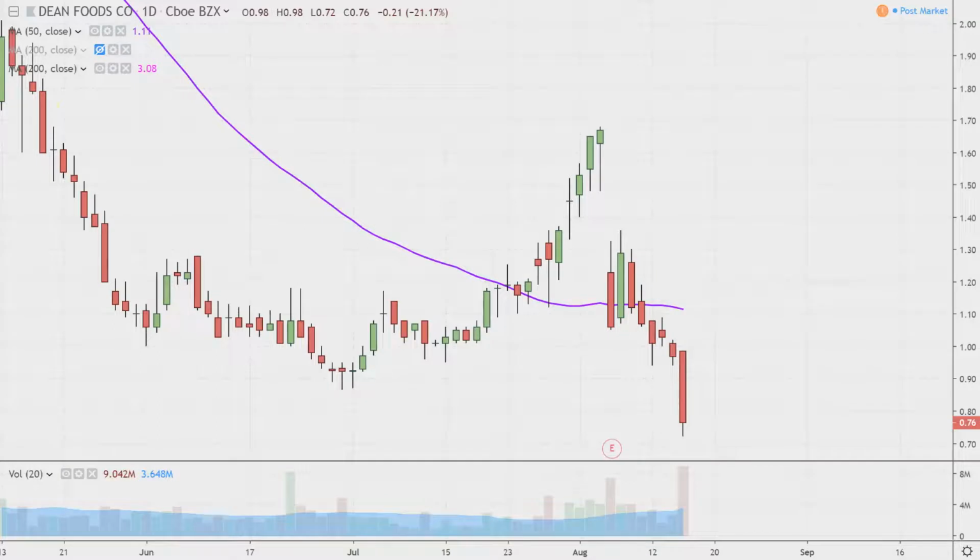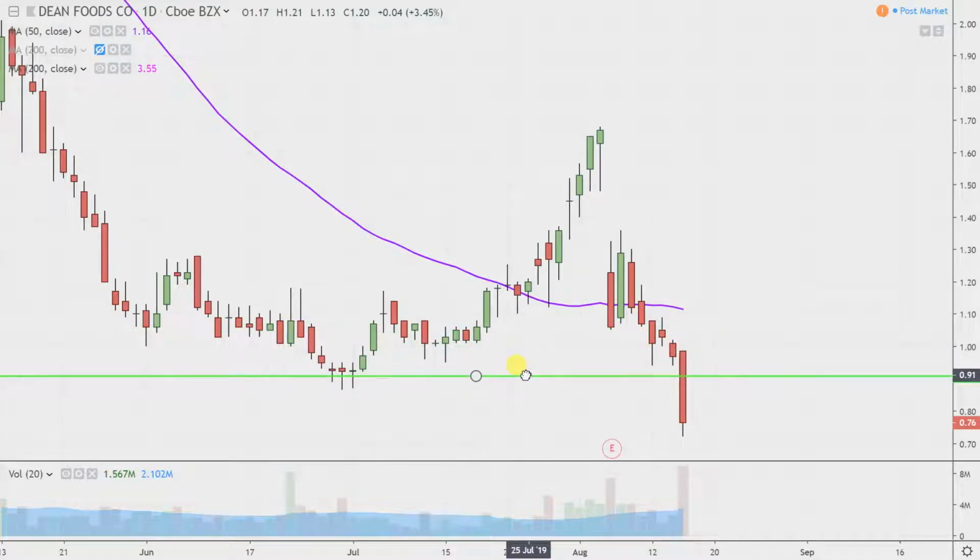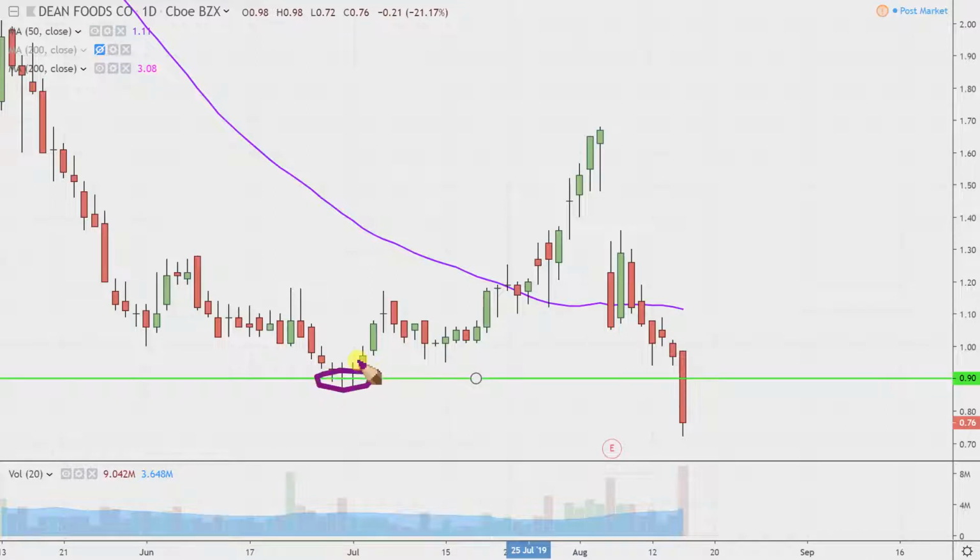Well, this whole move started off when it was down here and bottomed out at, let's see, essentially that area there at 90 cents. So again, price came down here to 95 cents, found some support, and then really began to work its way back upwards. So that is where the quote-unquote move started.